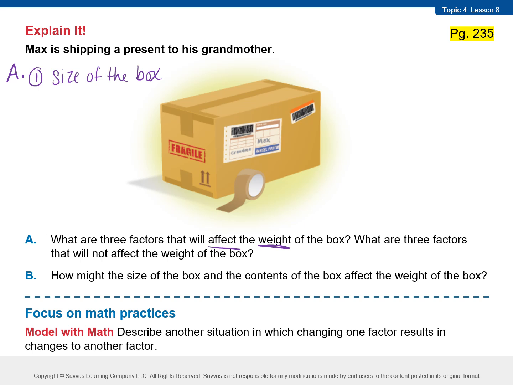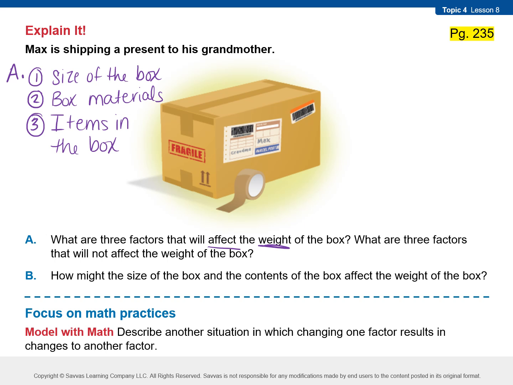What else? Box materials. So in other words, whatever you put inside the box can also affect the weight. Or excuse me, technically what your box is made of, that would be my box materials. So what the box is made of can affect the weight. And then I just gave away the third one. Items in the box can affect the weight. Here are 3 factors that will affect the weight of this box.